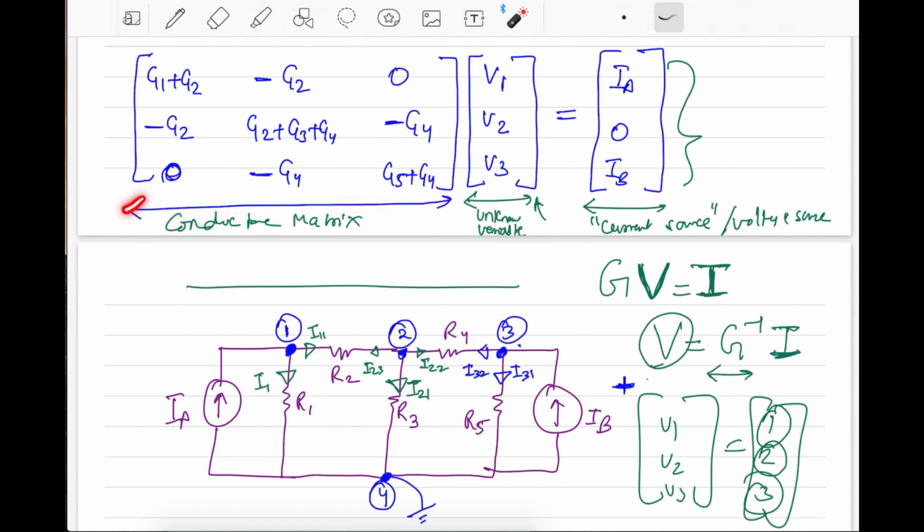But this property will change as we go along, and we will try to include some current controlled sources here. So we will observe it today, how that will happen.